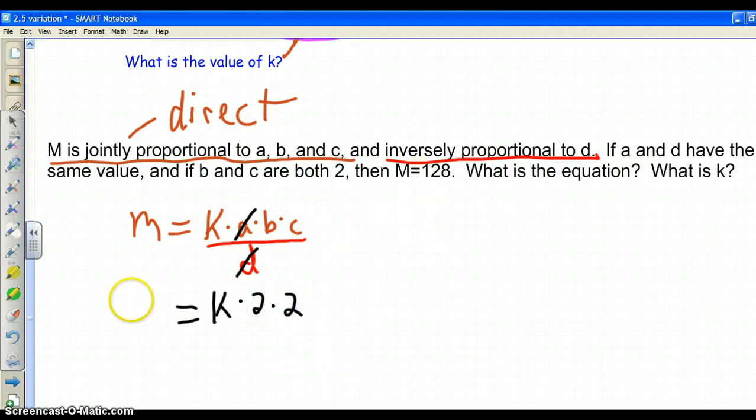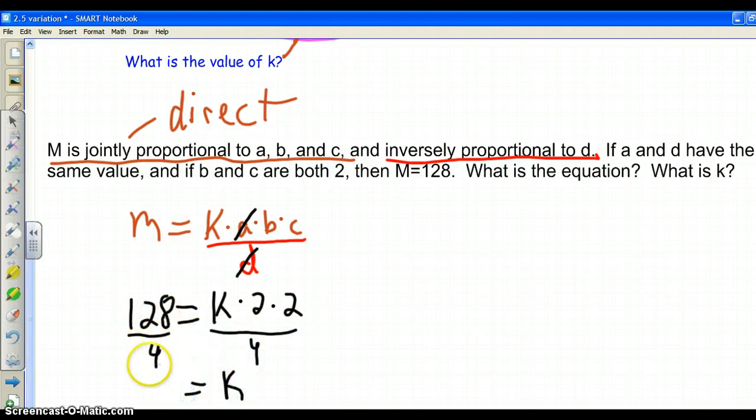And M is 128. And so I'm going to then divide by 4 to cancel that out over here. Get K equals 128 divided by 4, which is actually 32 here. And so then we just do our last step.